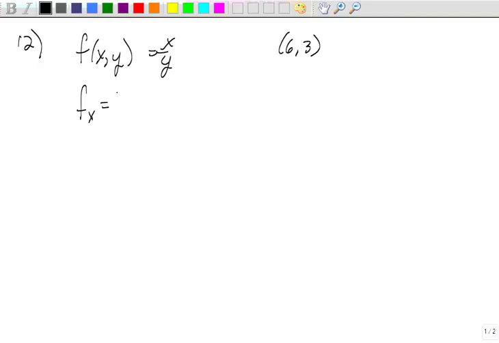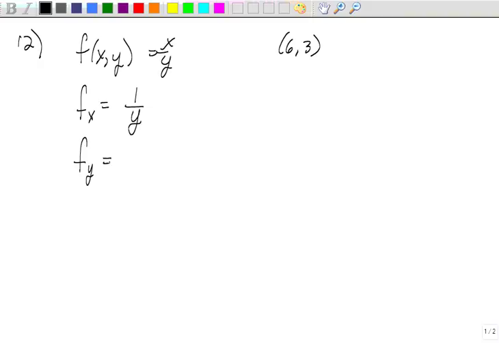Here we have, forgot to put the number, 12. f of x, y here is x over y, and the point is 6, 3. So f with respect to x, that means y is constant. So the constant just comes out in front. 1 over y is the constant, and the derivative of x is 1.